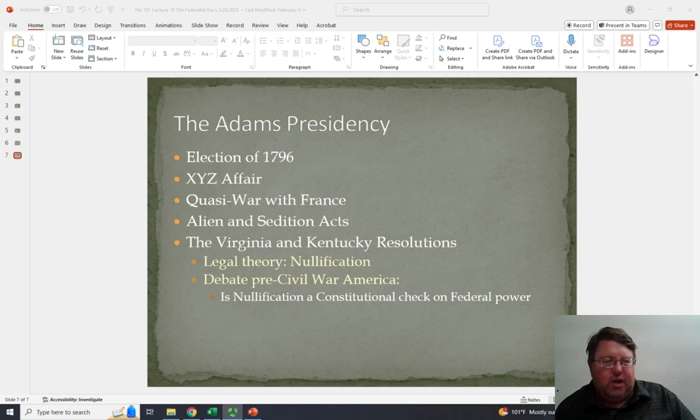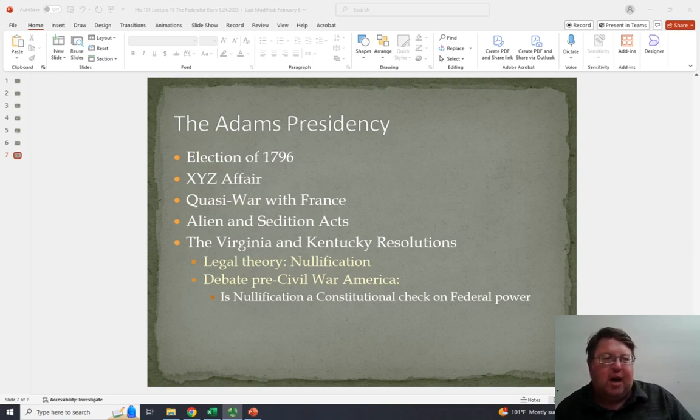The Alien Act also gives the administration power to remove dangerous aliens. And who are the dangerous aliens? They just so happen to be Democratic-Republican newspaper editors. There are some newspaper editors that will get deported under the Alien Act.